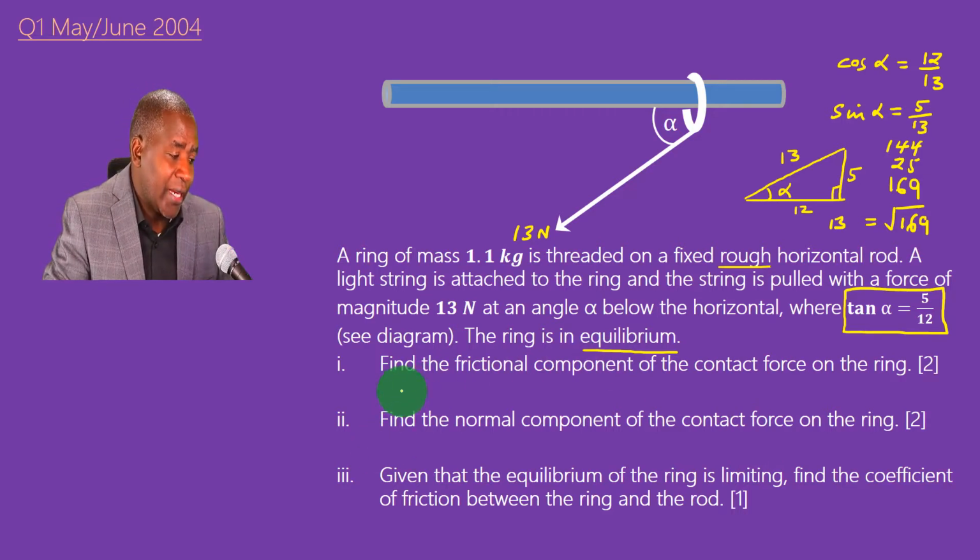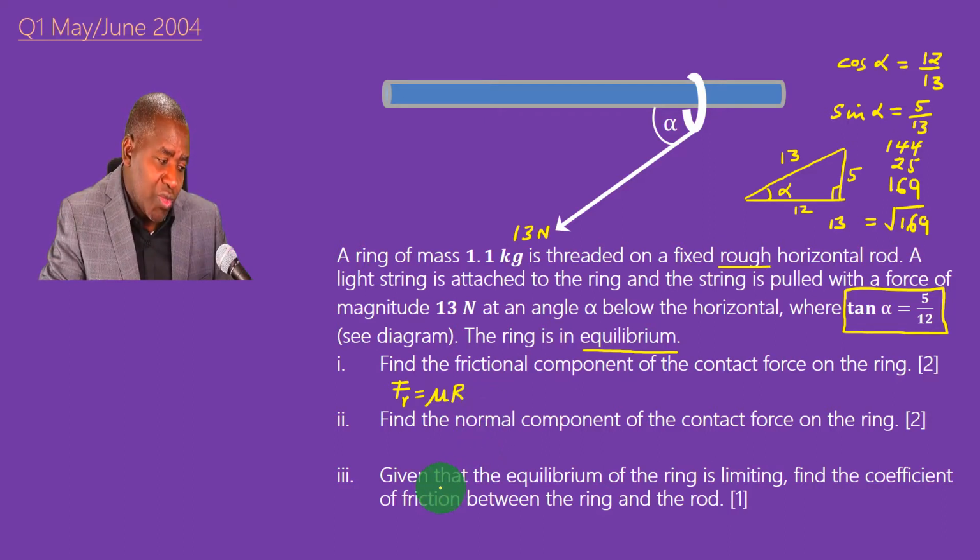So how do we calculate the frictional component of the contact force? One of the ways that we can do this is if we know the coefficient of friction and the normal reaction, we can use that equation. Now, if I go to the last section here, I've actually been asked to calculate the coefficient of friction. So this may not be the method. But just in case you write the equation there, just allow it to remain there. Put a comma or go to the next line.